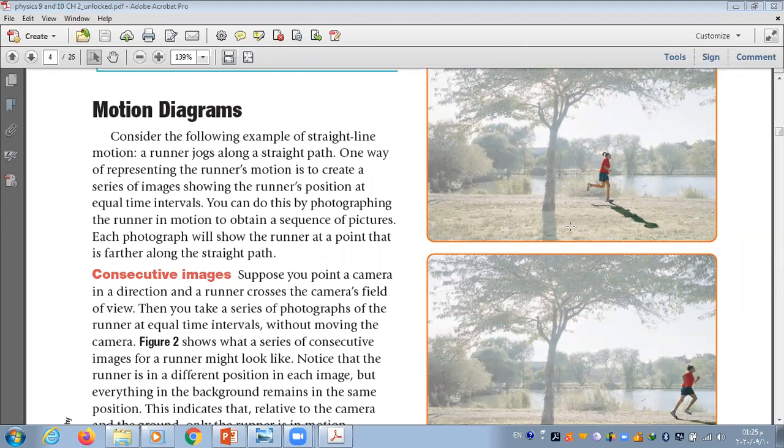One way of representing the runner's motion is to create a series of images showing the runner's position at equal time intervals. You can do this by photographing the runner in motion to obtain a sequence of pictures. Each photograph will show the runner at a point that is further along the straight path.